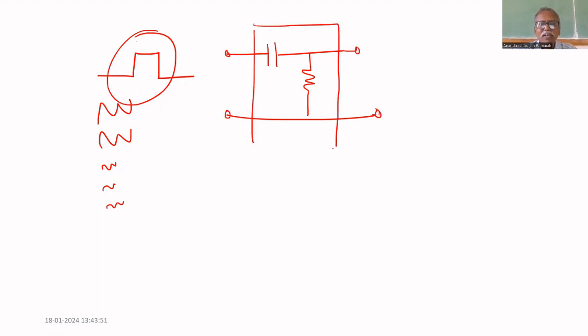Suppose I have a two-port network. It consists of a capacitor and a resistor. Am I correct or not? This box is a two-port network. It consists of a capacitor and resistor. That's all. It is a high pass filter.